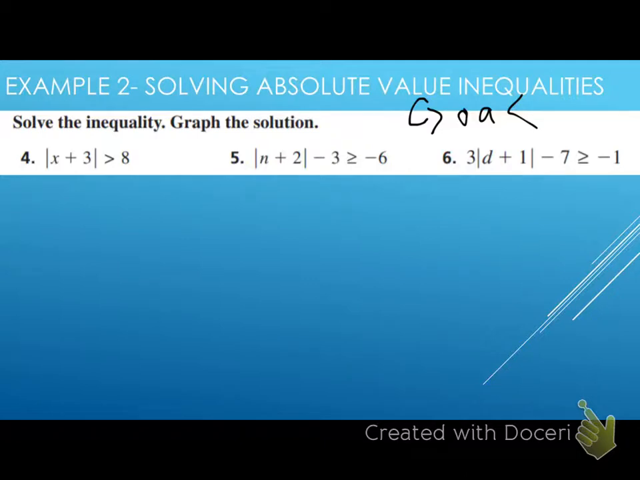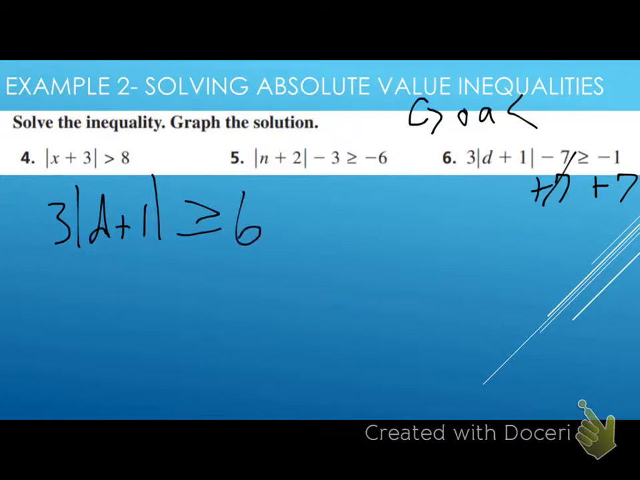And the last one right here: is my absolute value by itself? 3 times the absolute value of d plus 1 minus 7 is greater than or equal to negative 1. It is not by itself. What do I need to do first to get it by itself? Add 7 to both sides. Negative 1 plus 7, 6. Is my absolute value now by itself? No, it is not. What do I need to do now? Divide both sides by 3.